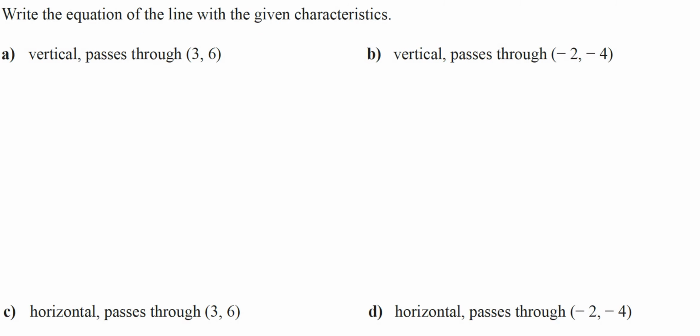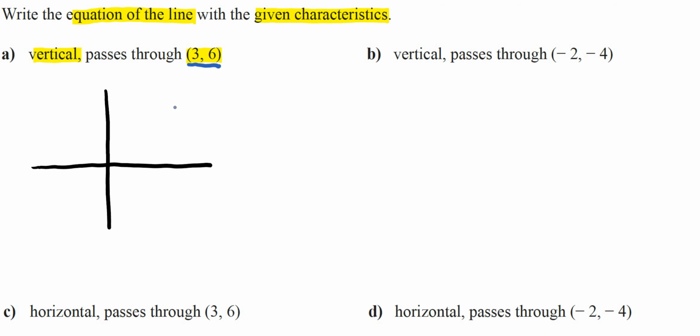Okay. All right, let's take a look at question number 5. And for question number 5, I need to write the equation of the line given the characteristics. Okay, so for question 5a, I have a vertical line and it passes through the point 3, 6. All right, so let's go ahead and sketch this first. So the point 3, 6 is in quadrant number 1. Maybe it's over here, 3, 6. And if I have a vertical line that passes through that point, the vertical line will look like this.